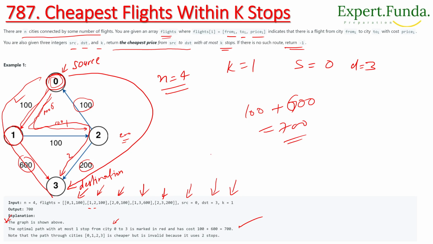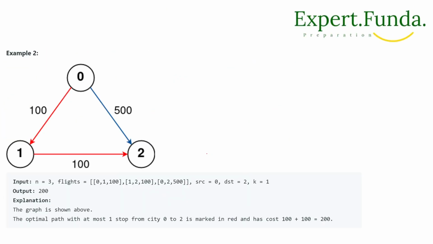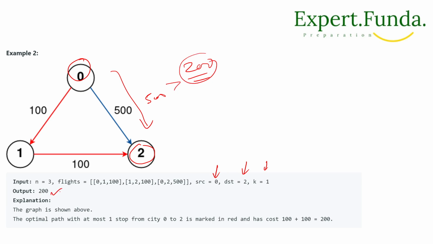Okay, so let's see another example I also have, right? So if the source is 0, destination is 2, k we have 1, right? So if someone wants to go from 0 to 2, he will take 100 and 100, he has to pay 200 rupees only, right? But if he wants to come here directly, he has to pay 500. So 500 is much more than 200, and that's why 200 is the amount.